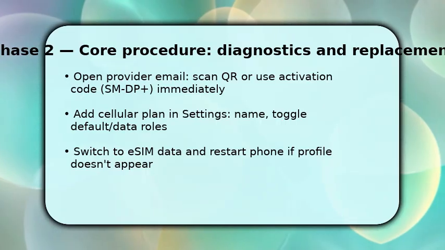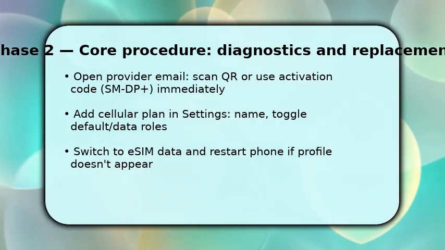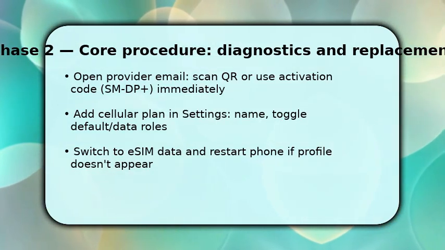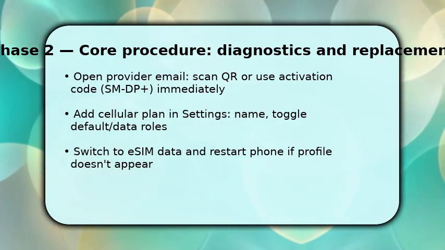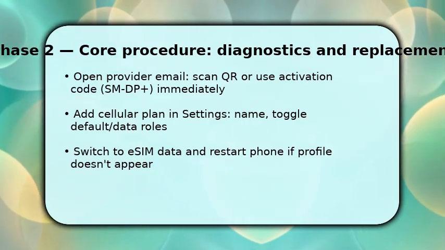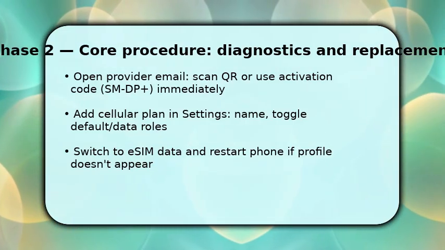Once the profile downloads, go to Settings, add Cellular Plan, and label it so you can recognize it later. Then assign data and voice roles. Make eSIM your data line if you want local rates. If you don't see it, toggle airplane mode and try again to prompt the OS.